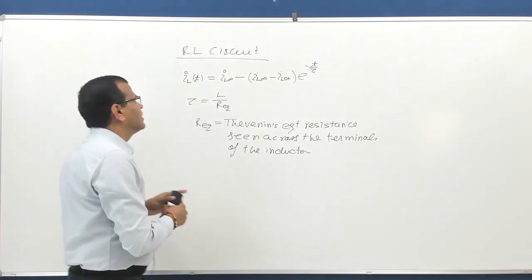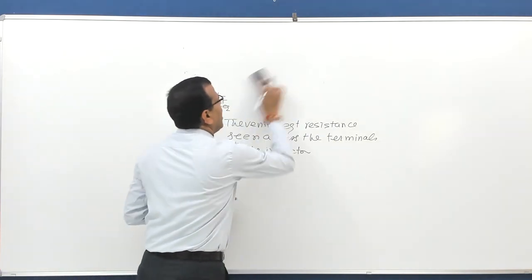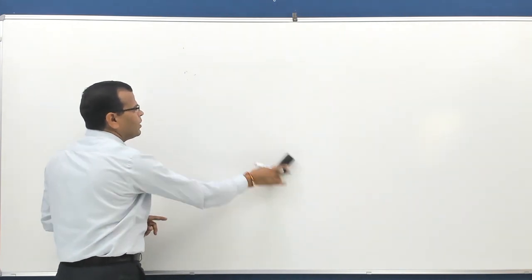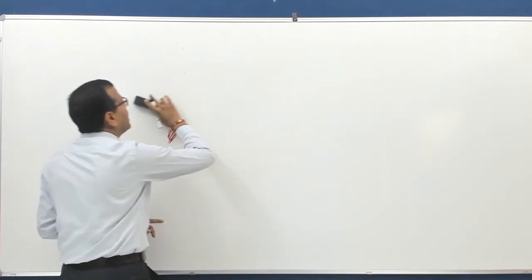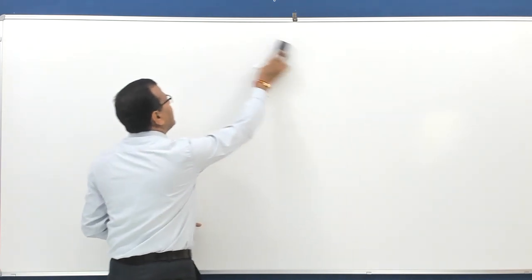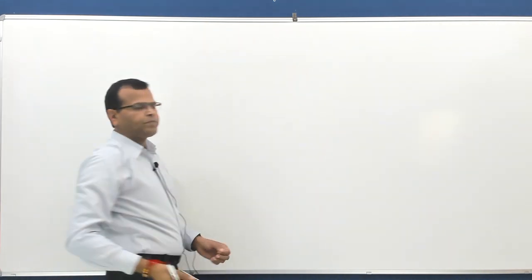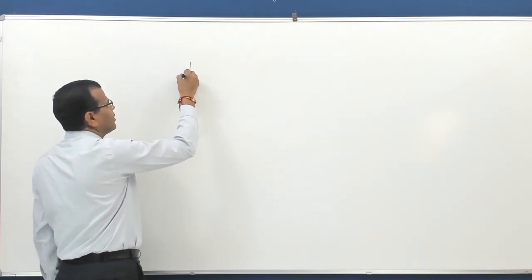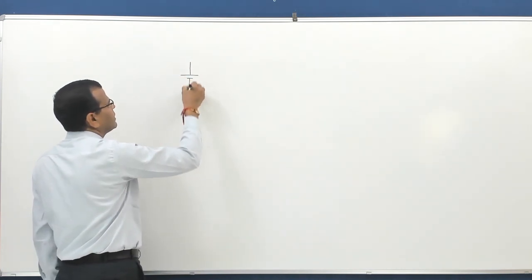So let us see the circuits. I'll take a few examples. Of course, these examples are important for different exams, especially GATE and engineering services. Take one simple circuit. Suppose I have a voltage source, this.